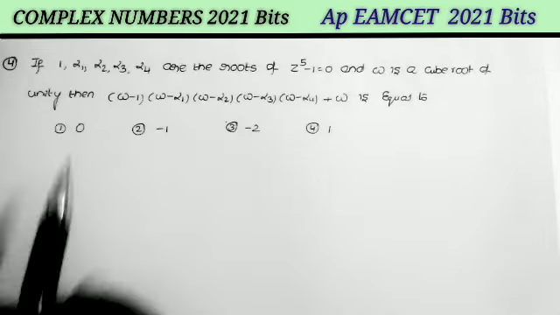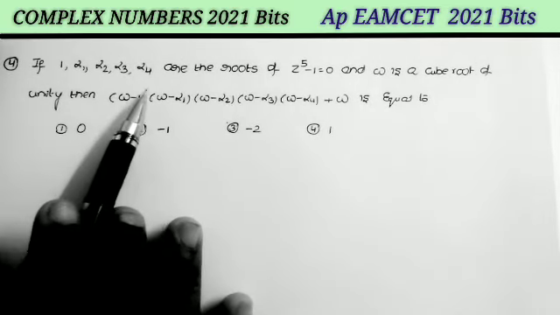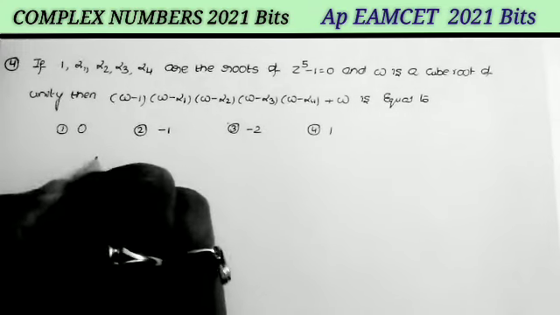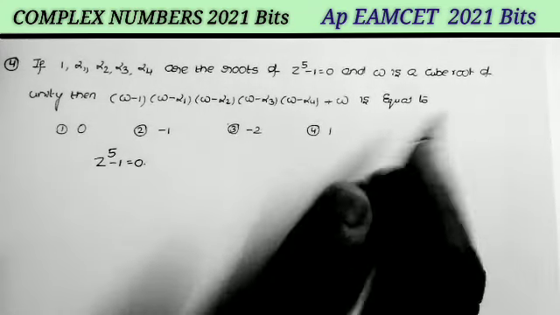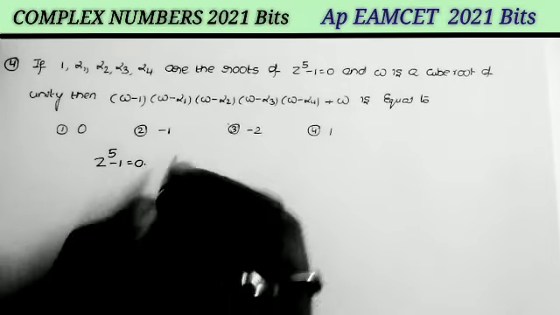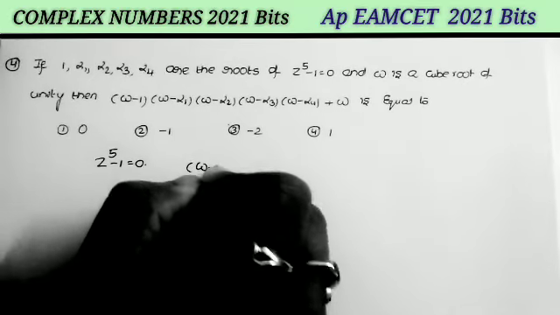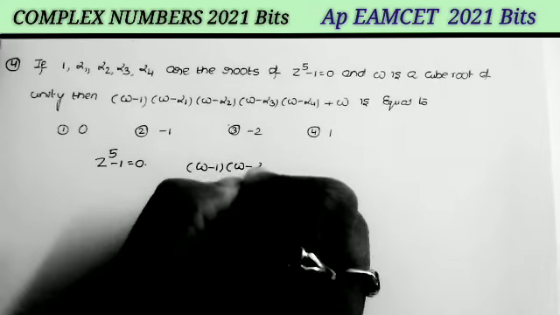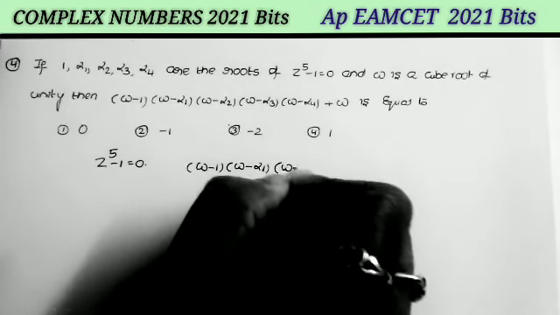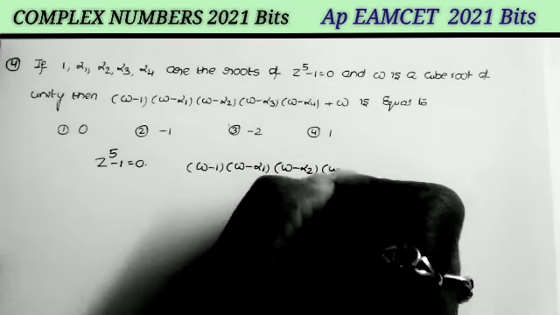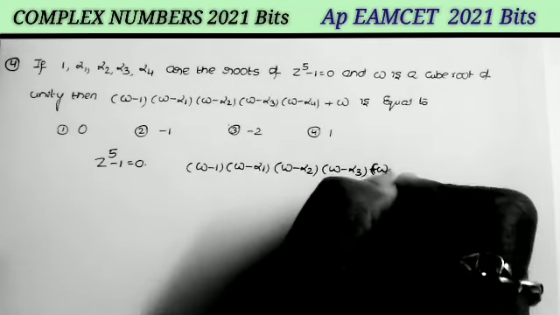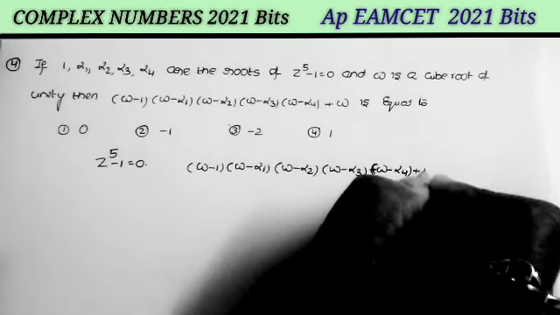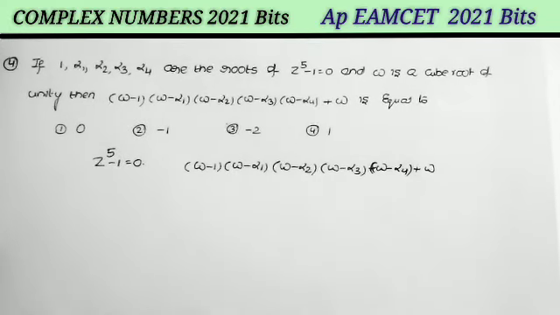See the next one. If 1, alpha 1, alpha 2, alpha 3, alpha 4 are the roots of the equation z^5 minus 1 is equal to 0, and omega is the cube root of unity, then what is the value of (omega minus 1)(omega minus alpha 1)(omega minus alpha 2)(omega minus alpha 3)(omega minus alpha 4) plus omega? What is the answer of the simplified form of this question?